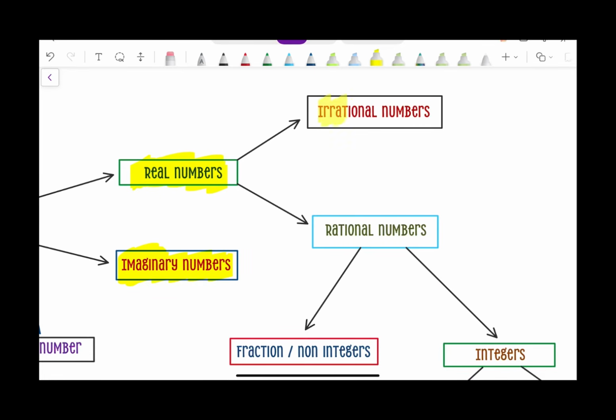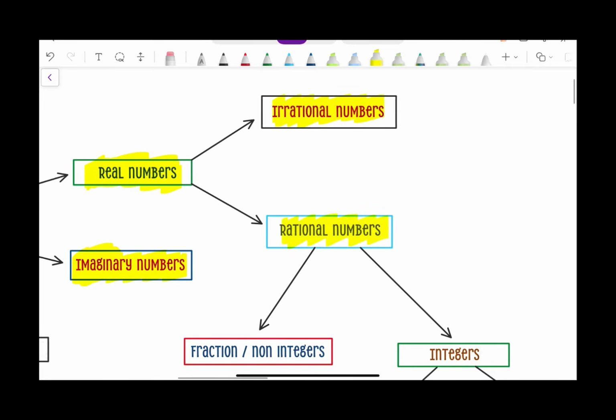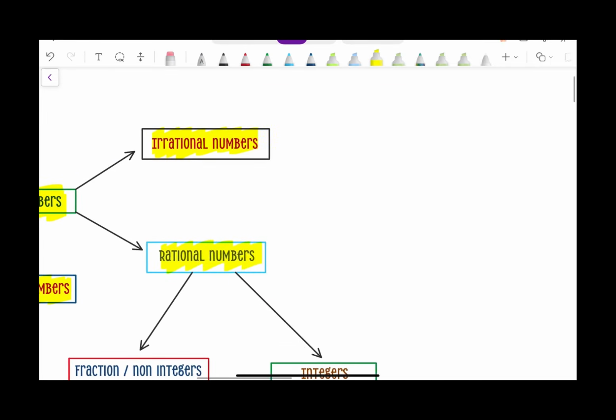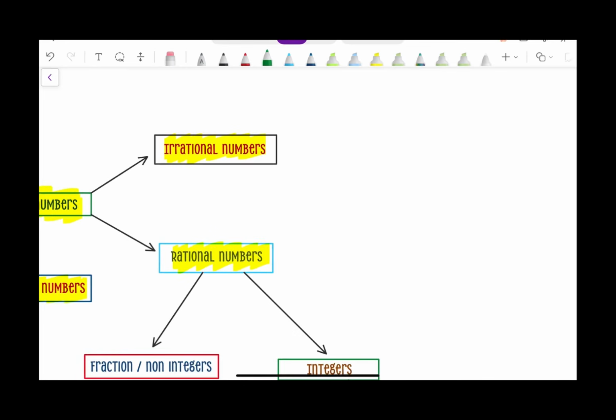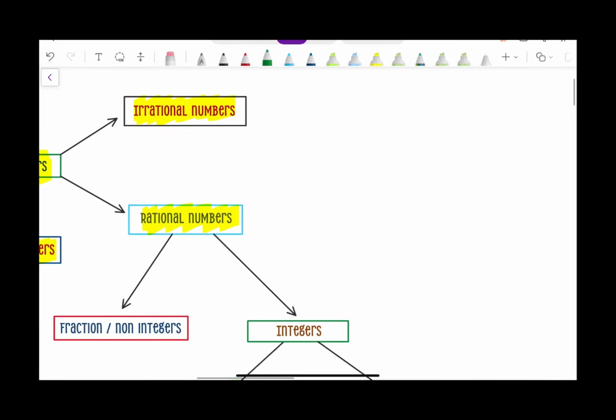One is irrational number and the other one is rational number. Let me give you a short definition of what is rational number and what is irrational number. Rational number means, in simple words, any number which can be written in P by Q form such that Q is not equal to 0. Which simply means any fraction, 2 by 3, 4 by 5, or 22 by 7, or any number that can be written in P by Q form.